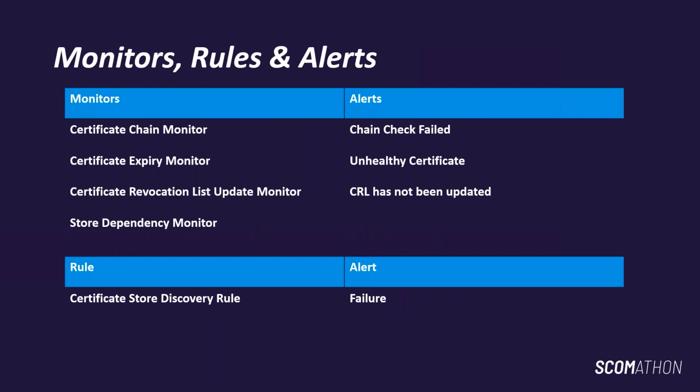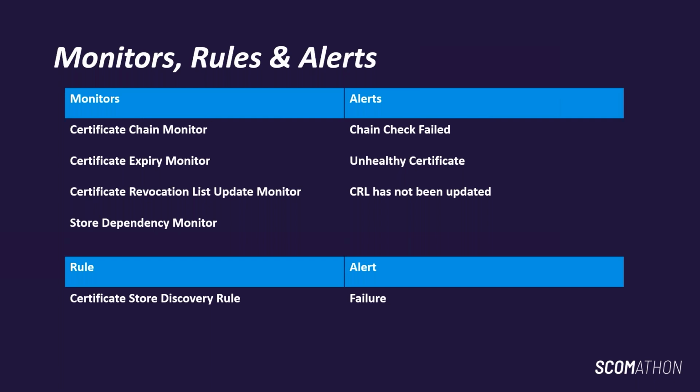Here we have 4 monitors and 1 rule in this MP. The first one, the certificate chain monitor. It will give the alert when the build chain is not valid or the chain has a critical issue, it will raise the alert as well as change the health status to critical.